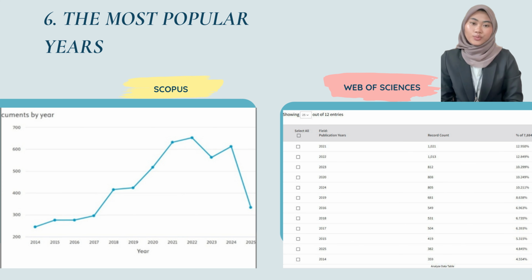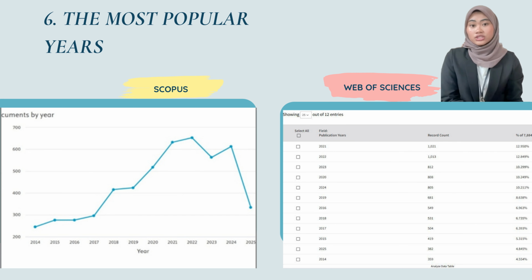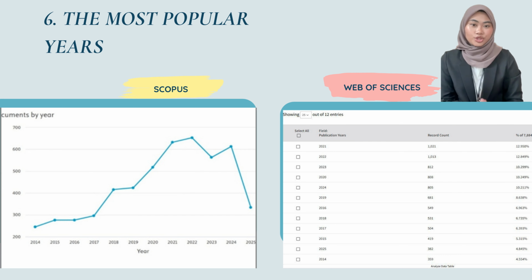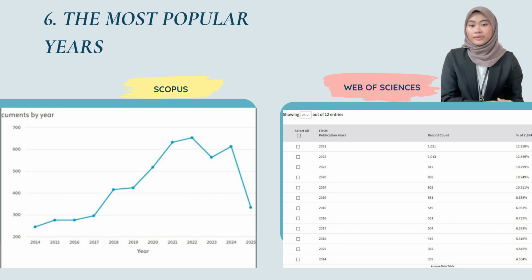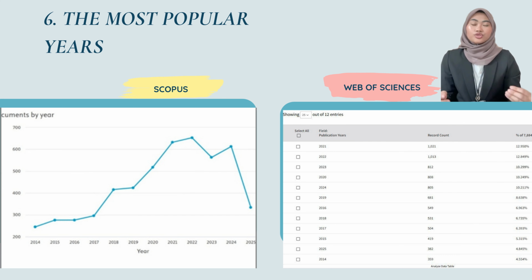So for Scopus, in the document by year, 2023 has the highest number of documents, but 2014 has the lowest. Here we can conclude that from 2014 until 2022 the number increased, but from 2023 until 2025 the documents by year decreased.